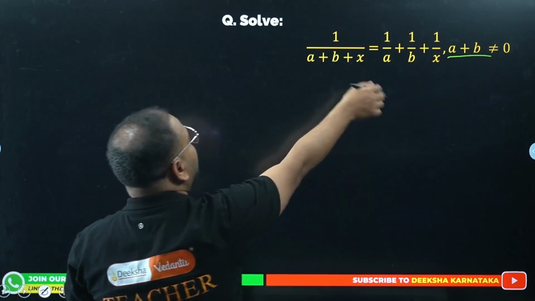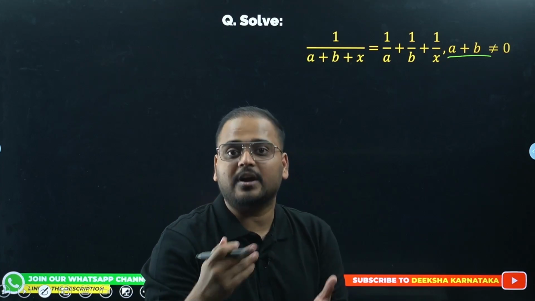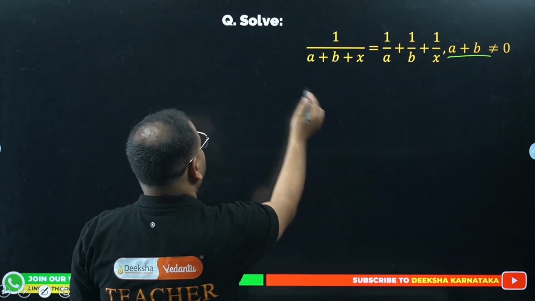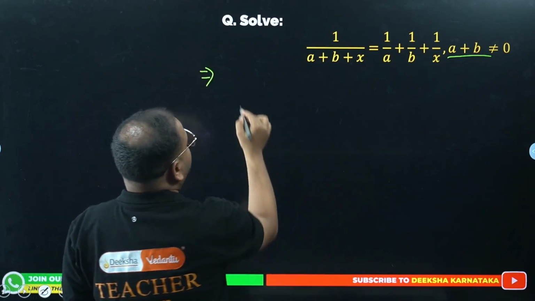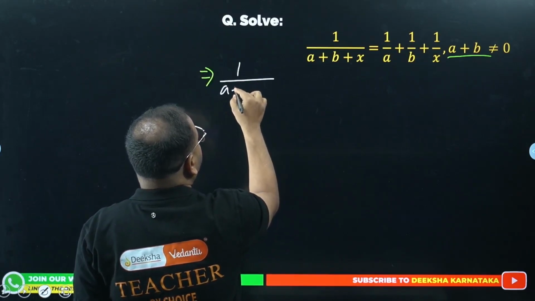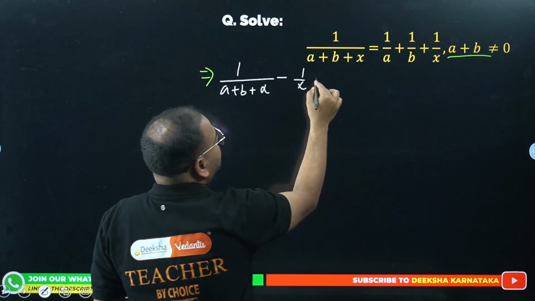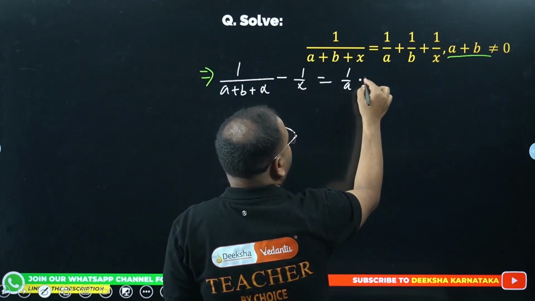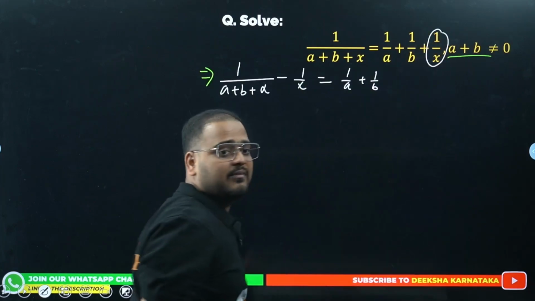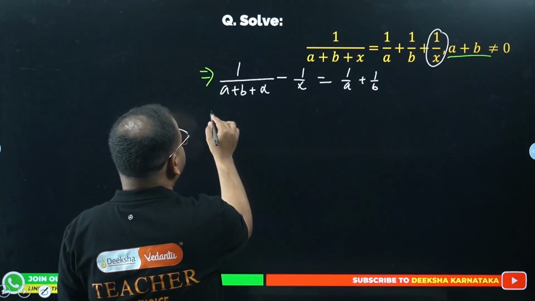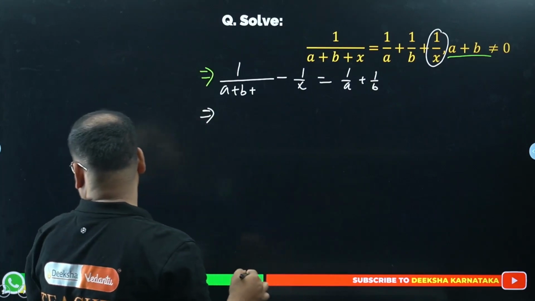So bring that 1 by x term on this side, because to make operations on the variable only, we'll get the square term or quadratic term. So let's bring it here. If I do that, what am I going to get? 1 upon a plus b plus x minus 1 by x is equal to 1 upon a plus 1 upon b. I've done nothing but moved this term. Simplify further. This is not alpha, guys. Looks like alpha, but it is just x. Let me rewrite it.